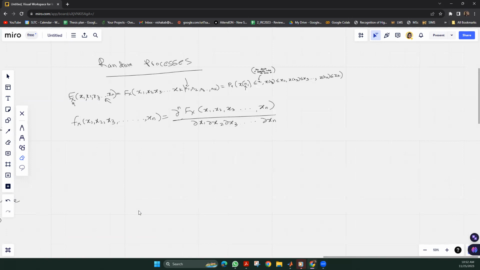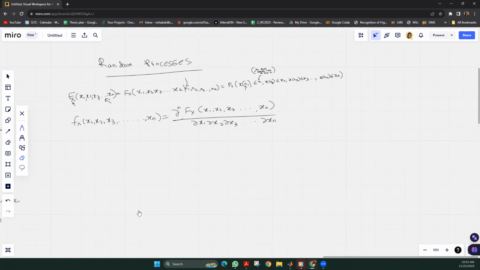When we talk about the other parameters that are essential for us to identify the random process, the main parameter that we will be focusing on is the average value. The mean value or the average value is obtained by taking the expectation operation on the random process at a certain time instance.